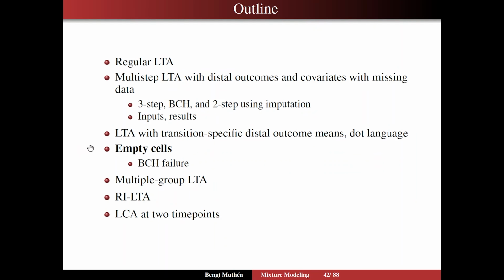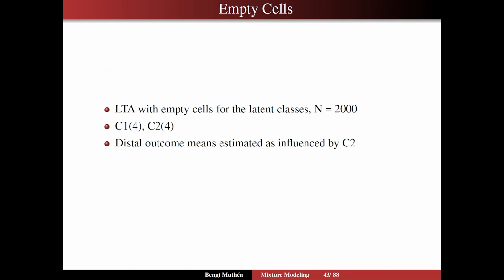Now we turn to the topic of empty cells. So we're going to consider a new data set. On slide 43, I mentioned that it's an LTA with empty cells for the latent classes and n equal to 2000 still. But here we now have 4 classes at both time points. And we're going to take a look at distal outcome means estimated as influenced by C2 again.